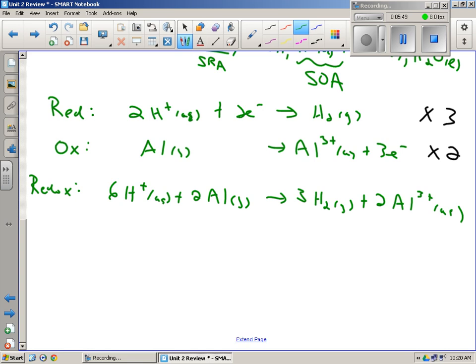For example, on the left side we got 6 plus, on the right side we got 6 plus, probably okay. 2 aluminums, 2 aluminums, 6 hydrogens, 6 hydrogens, that's good. Okay, so that's that one there.